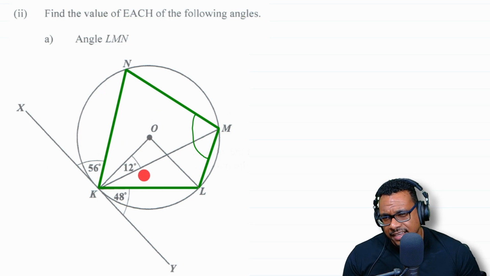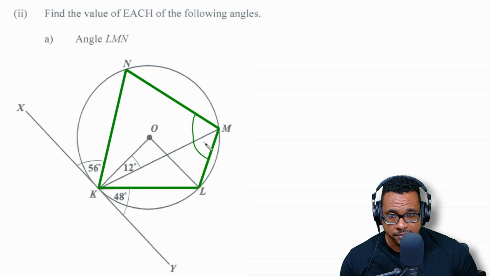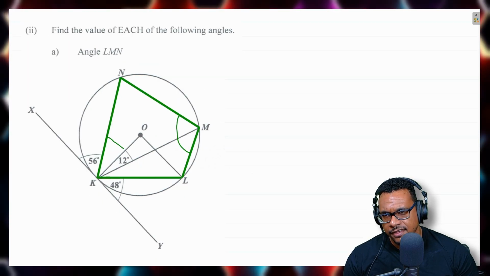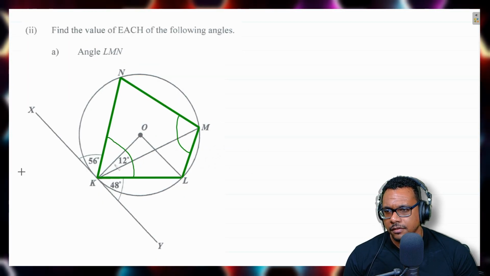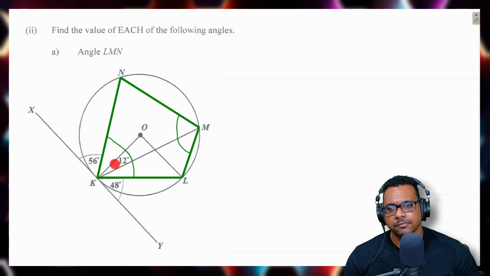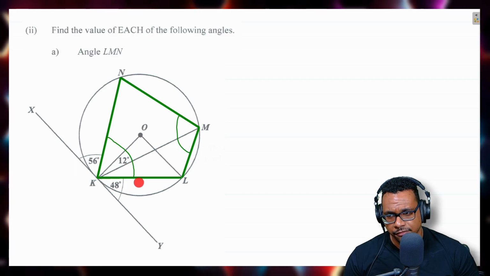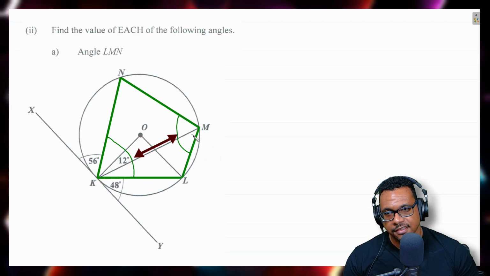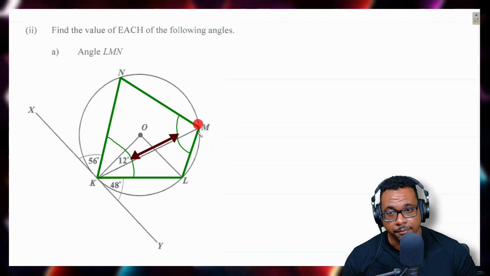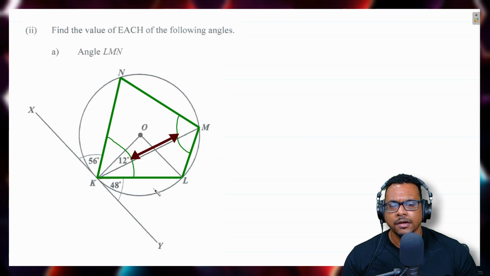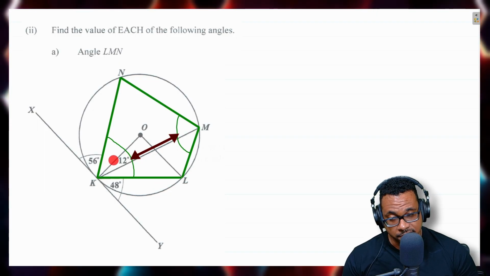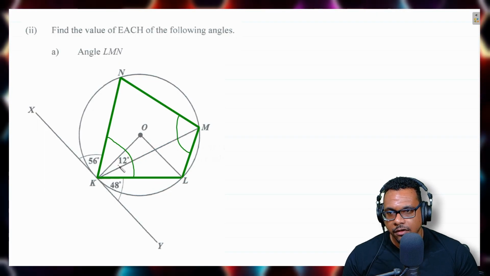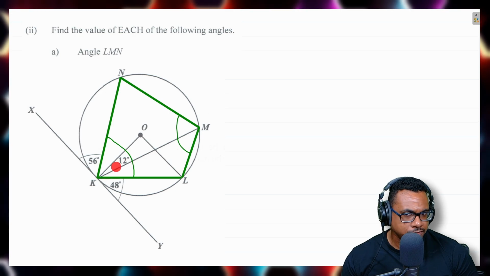Now, the thing about a cyclic quadrilateral is that the opposite angles are supplementary, and supplementary means add up to 180. So if I highlight this entire angle here, this whole angle, right, just forget about the 12, this whole angle from angle NKL, plus this angle here, angle NML or LMN, must add up to 180 degrees. Now, the thing is, how do we get this whole angle? All we know is this 12 here.